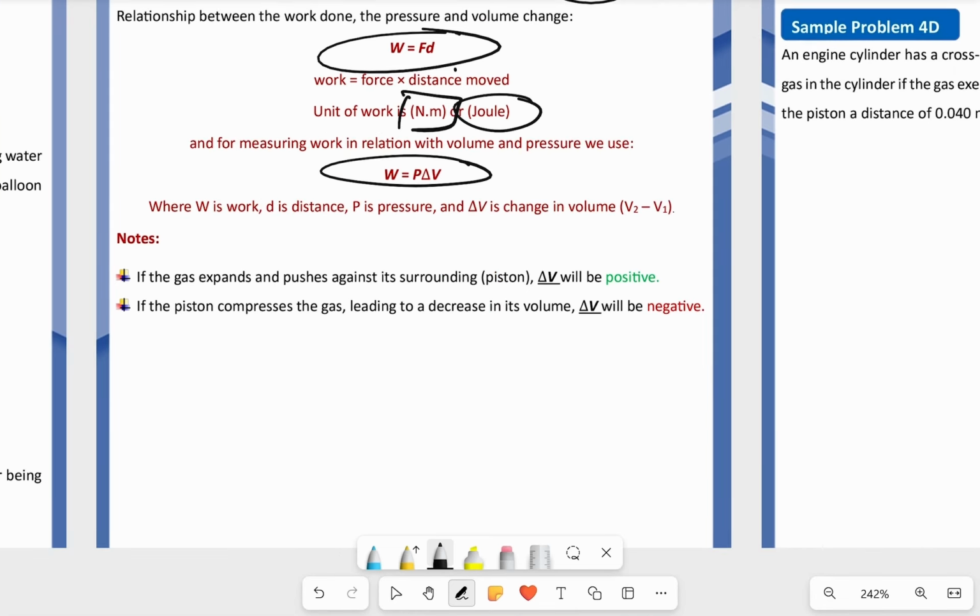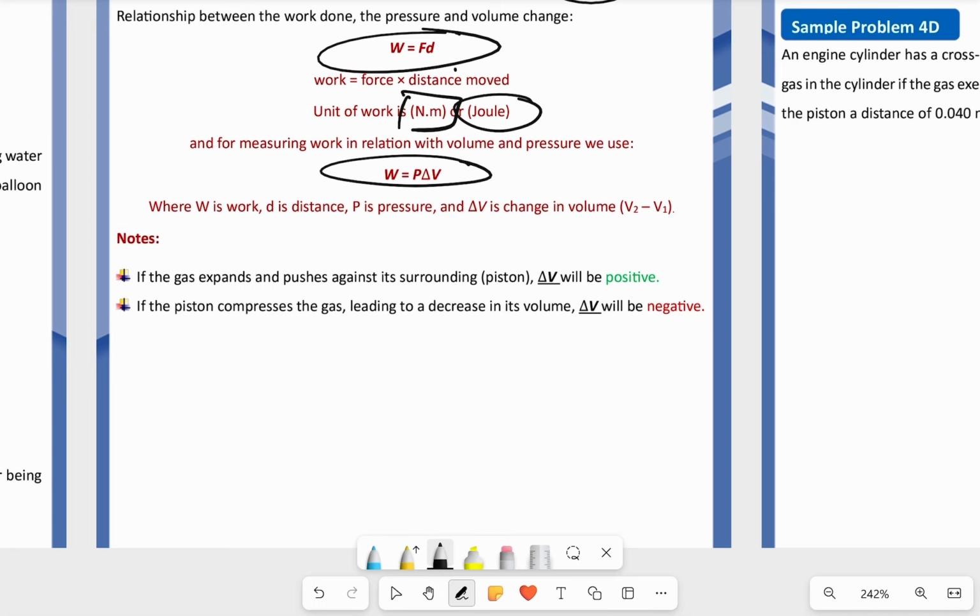Two very important notes that you're going to be needing: when the gas expands and pushes against its surrounding. For example, you have a piston and the gas is pushing the piston outward. Here, delta V is going to be positive, and here we're going to say that work is done by the system.